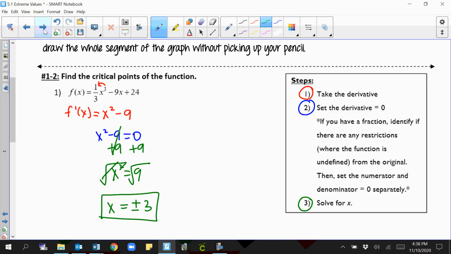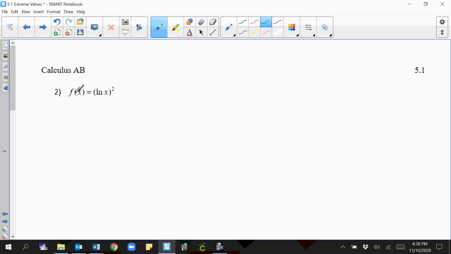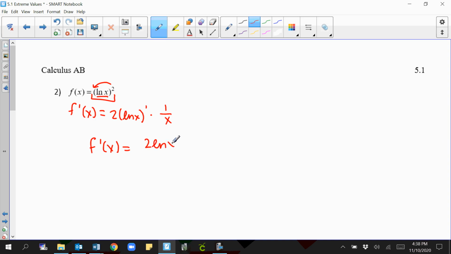So let's look at another one. This time I have f of x is equal to the natural log of x squared. So take the derivative, and I'm going to have to do a chain rule. I've got an outside part and an inside part. So for the outside part, the 2 is going to come down in front. So I'm going to have 2 times the natural log of x, and it's now going to be to the first power. And then I'm going to take the derivative of the inside part, which is the natural log of x, so it's just 1 over x. So I'm looking at f prime of x is equal to 2 natural log of x all over x.